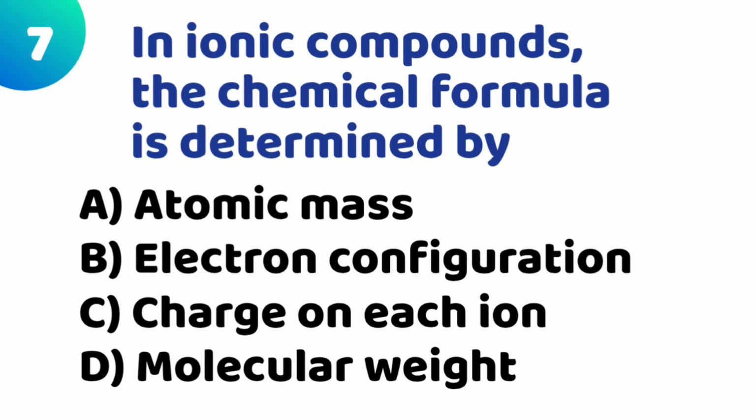Seventh case. In ionic compounds, the chemical formula is determined by option A, atomic mass, option B, electron configuration, option C, charge on each ion, option D, molecular weight. The correct answer is option C, charge on each ion.